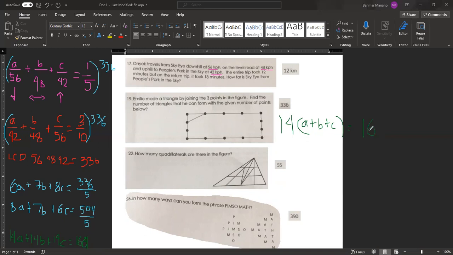And then, just like what I said a while ago, our goal here is to identify the value of A plus B plus C because A, B, and C are the distances. So divide everything by 14. Therefore, A plus B plus C is equivalent to 168 divided by 14, and we will get 12. So 12 kilometers. Don't forget the label for number 17. Okay, so we got the same answer here.